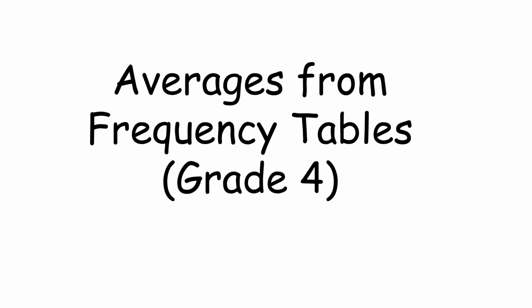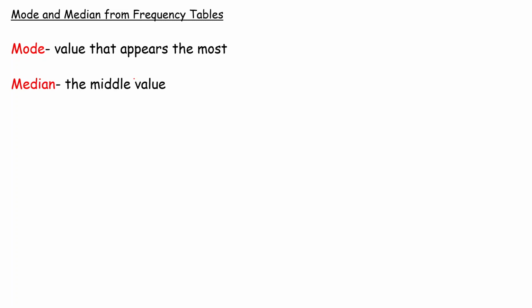Okay, we're looking at averages from frequency tables in this video, and let's get into it. We're looking at the mode and the median from frequency tables. And what is the mode? The mode is the value that appears the most. The median is the middle value.